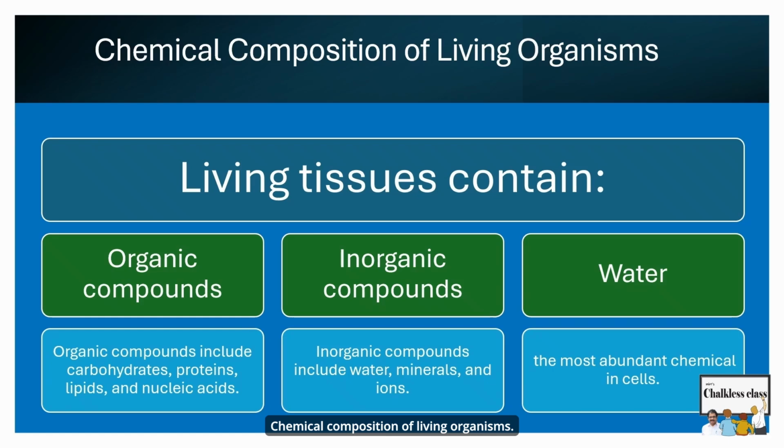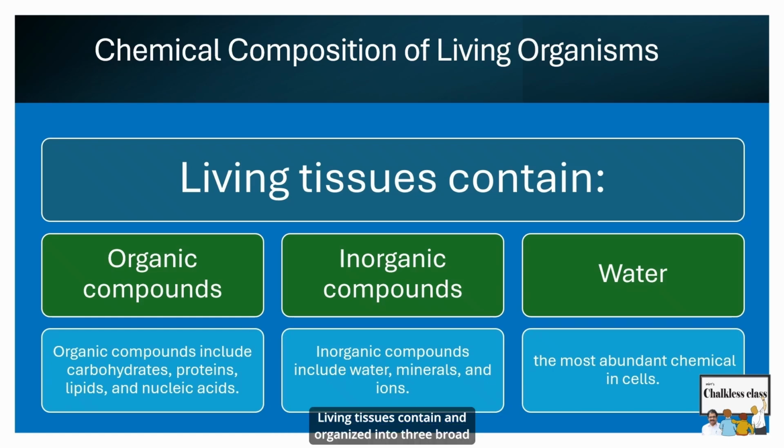Chemical composition of living organisms. Living tissues contain and are organized into 3 broad categories: organic compounds, inorganic compounds, and water. Organic compounds are the carbon-based molecules produced by and within living cells. Carbohydrates, proteins, lipids, and nucleic acids. These are the biomolecules that we have to discuss in depth throughout this chapter.